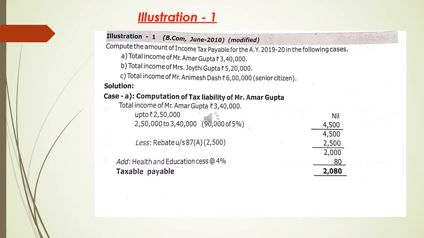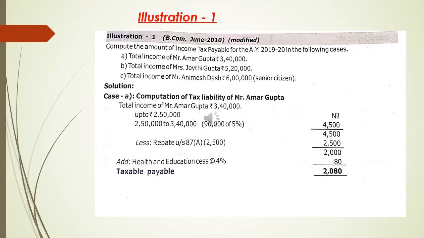Now his income is less than 3,50,000 per annum. That means he is eligible for rebate under section 87A. So 2,500 rupees or 100% of total tax. Total tax is 4,500 or 2,500 rebate, whichever is less. So 2,500 obviously is less, so that will be subtracted. So now your total tax liability becomes 2,000.